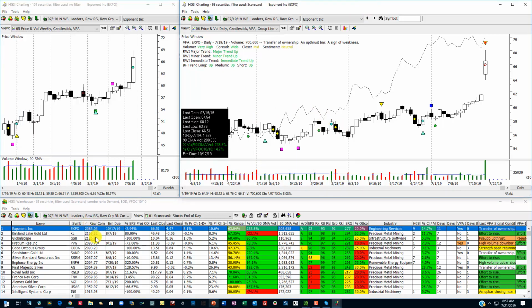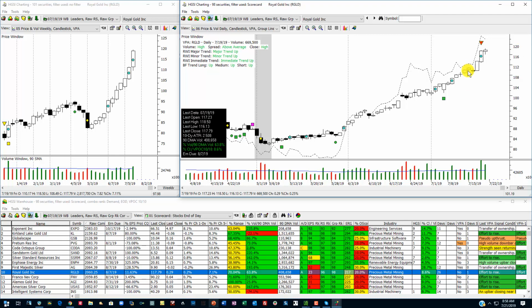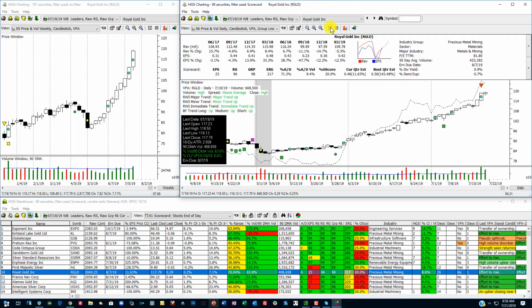Now what this means is when I click on a chart down here, let's go to Royal Gold, notice that it comes up both in the daily chart window and the weekly chart window. Now this is a stock that's obviously had a long run. You can see it basing down here. There were several good VPA flags. This is where the group was going down. This is still the precious metal and mining group.